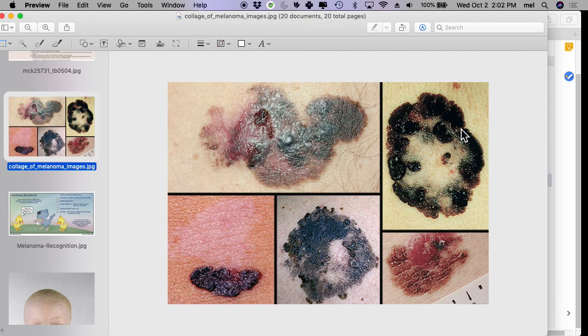So melanoma is super duper aggressive. It has a very, very strong genetic component. So if you know that anyone in your family has had melanoma, then you need to pay really, really close attention to your skin, right?